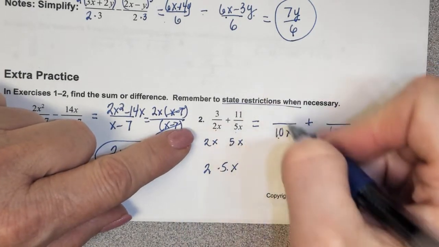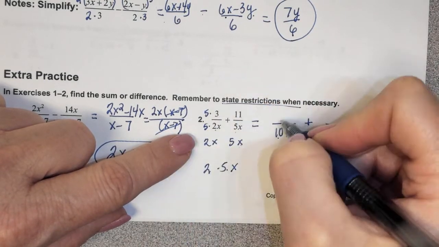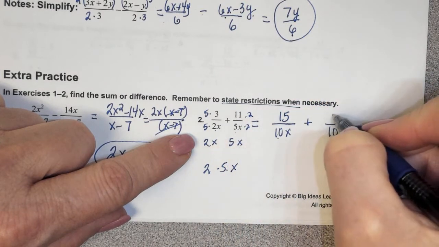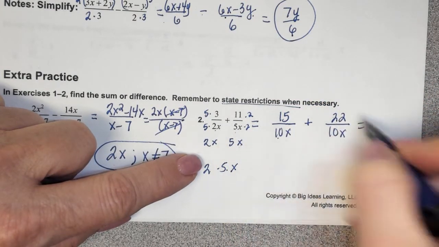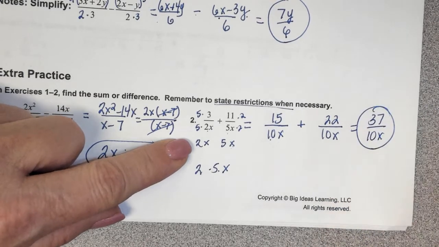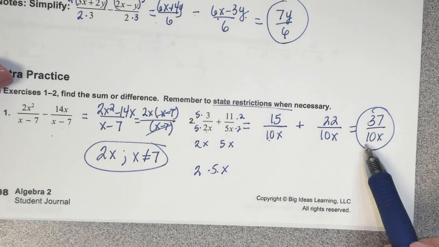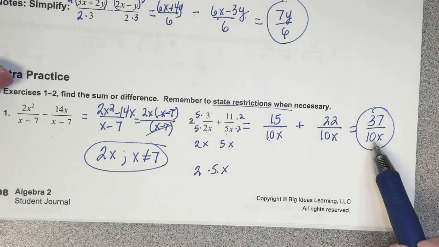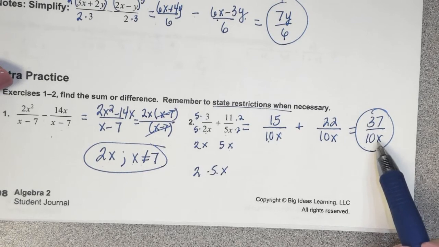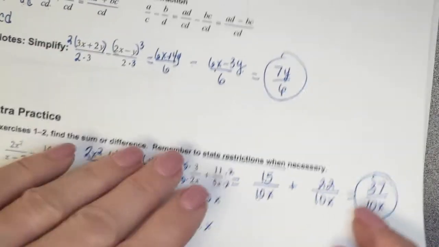So 2x has to get multiplied by 5, and so does the numerator, so I'm going to have 15. This has to get multiplied by 2, so I'm going to have 22. And just adding those, 37 over 10x is the answer. There's no restriction. If I asked for the domain, you would have to say x can't equal 0, but I didn't ask for the domain. There's no restriction, nothing canceled out. Okay?